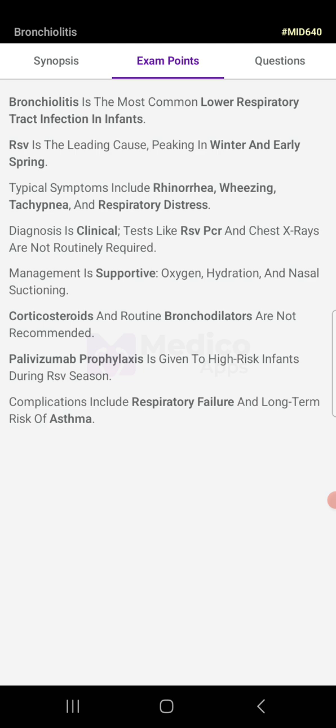Corticosteroids and routine bronchodilators are not recommended. Palivizumab prophylaxis is given to high-risk infants during the RSV season. Complications include respiratory failure and the long-term risk of asthma.